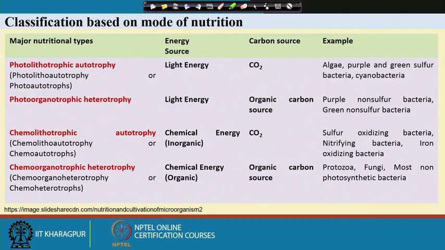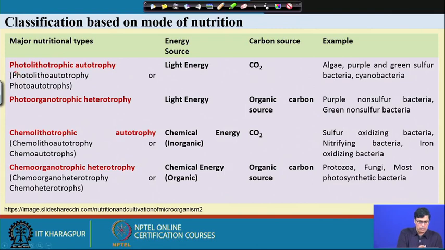Nutrition is, for example, photolithotrophic organisms. These are the autotrophs. Autotrophic organisms use carbon dioxide as a carbon source. This carbon source is the carbon dioxide, so they fix the carbon dioxide.